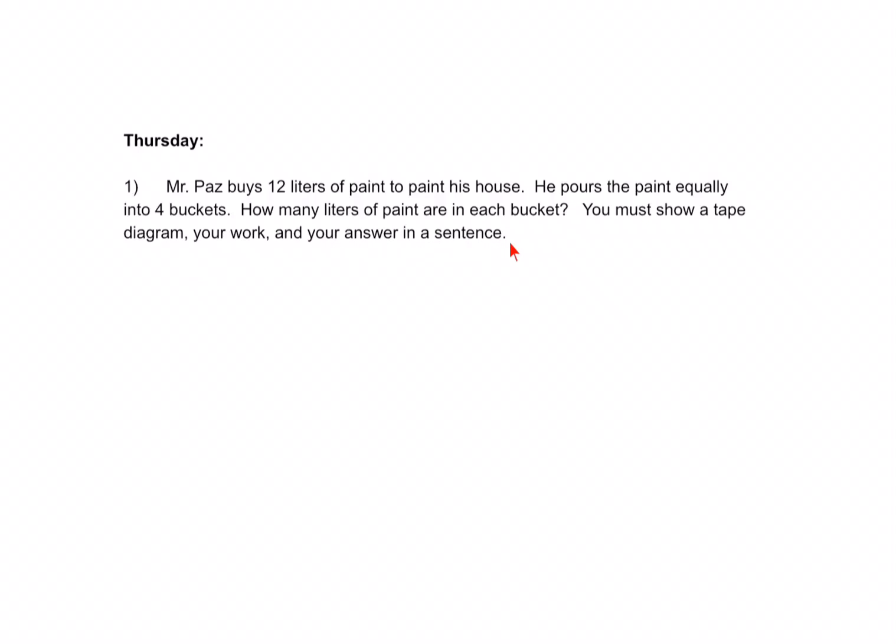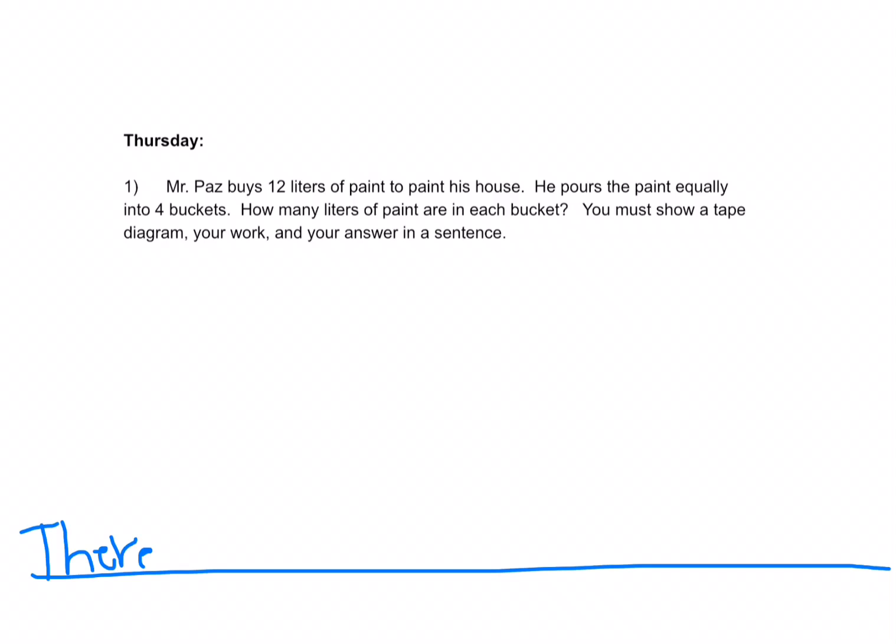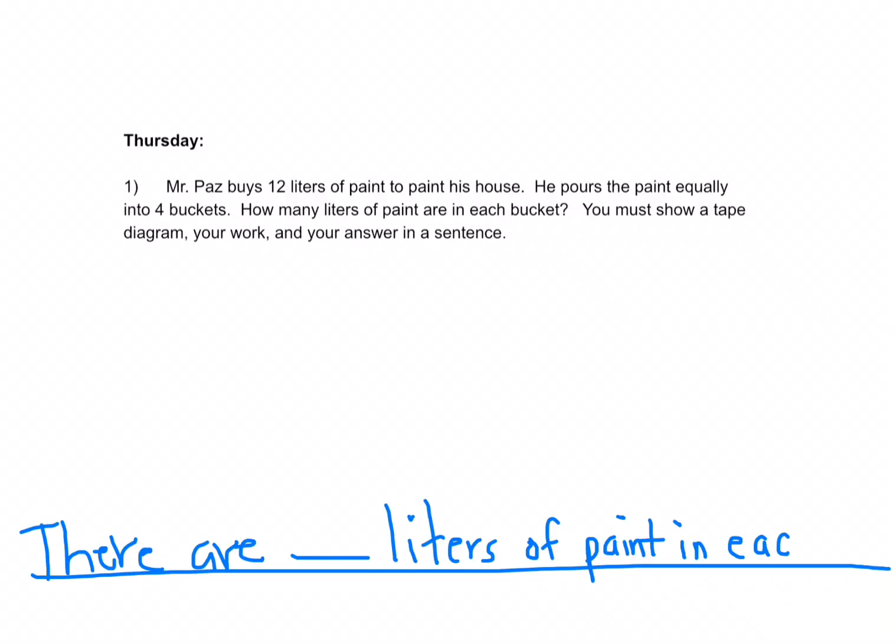So the first thing I'm going to do is write a sentence that becomes a statement that answers my question, which is, how many liters of paint are in each bucket? So, how many liters of paint are in each bucket? Let's turn that question around. There are blank liters of paint in each bucket. I'm going to run out of room here, so I'll just put it below.